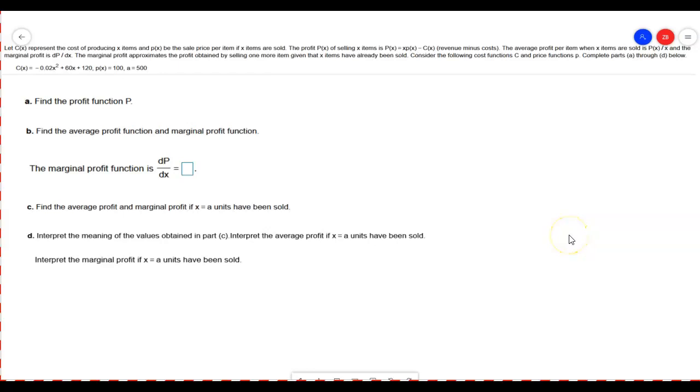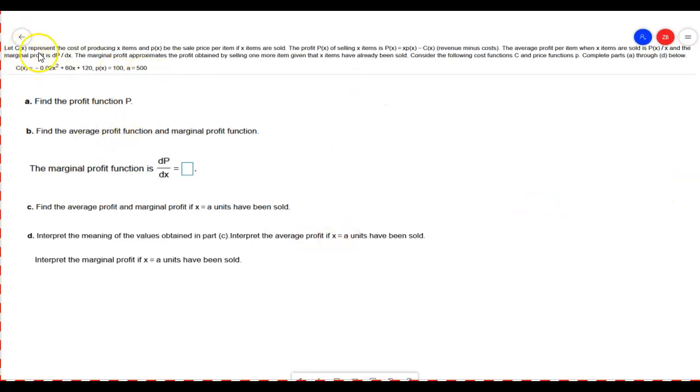Hey everybody, this is Mr. Beckstrom, and today I wanted to go over a sample from section 3.6. This is a problem regarding the profit function. We'll be talking a little bit about the marginal profit, the average profit, what that means, how to interpret it, how to calculate it. So let's go ahead and dive right into this problem.